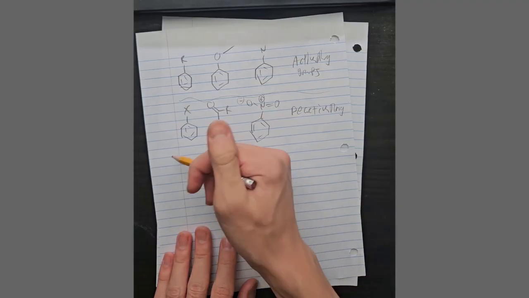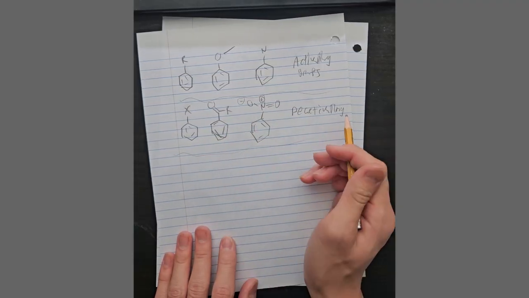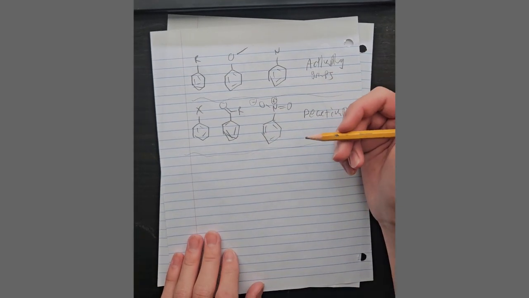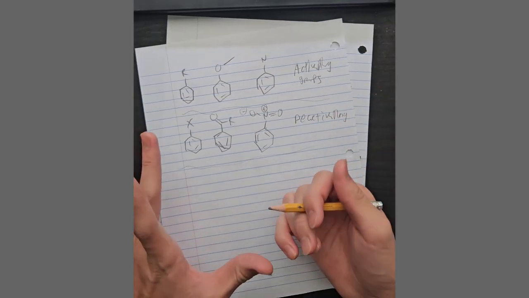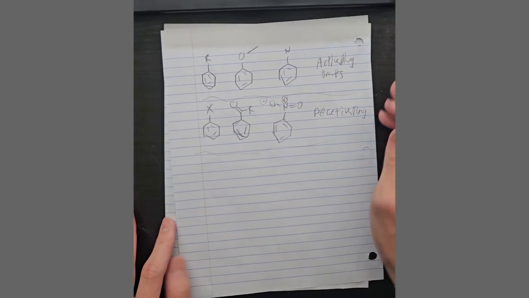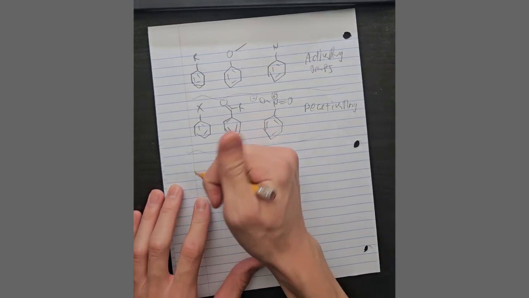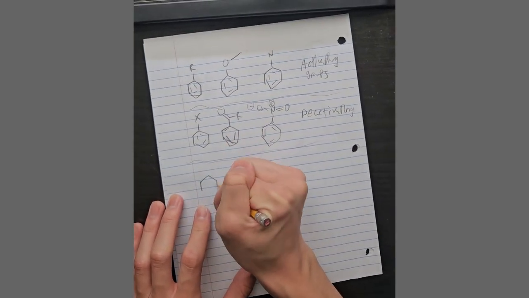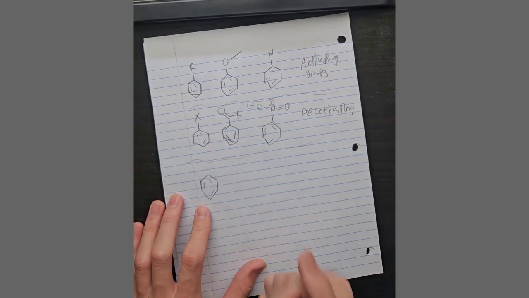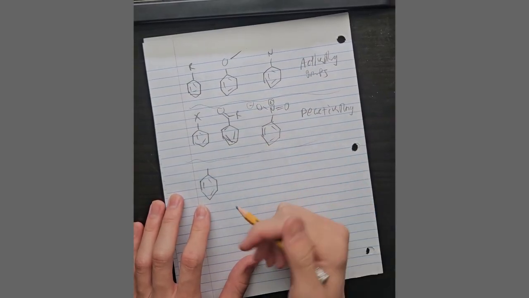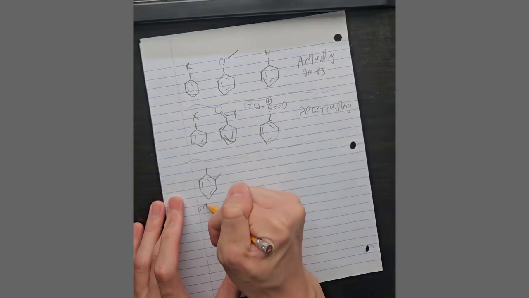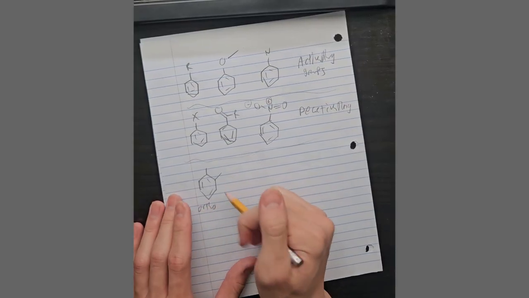One interesting thing to know here is this is also mostly what determines where the placements of groups are going to be when you're doing more than one substitution. So as you may or may not know, there's ortho, which is right next to each other.